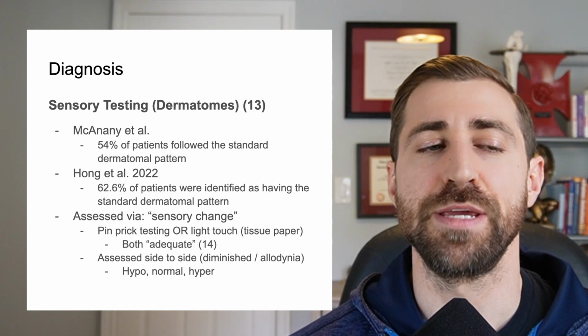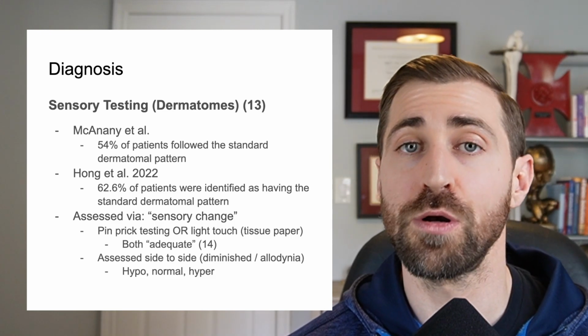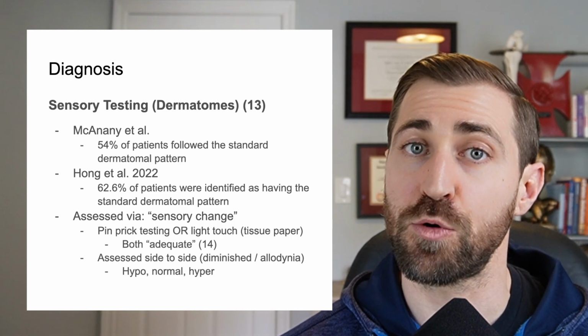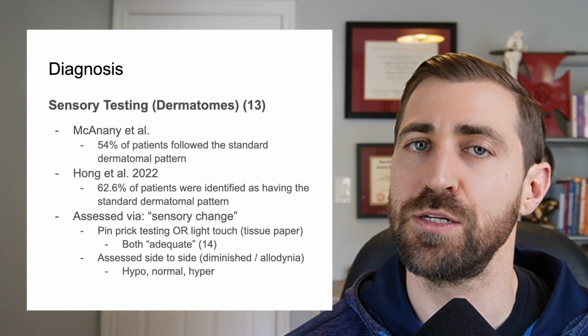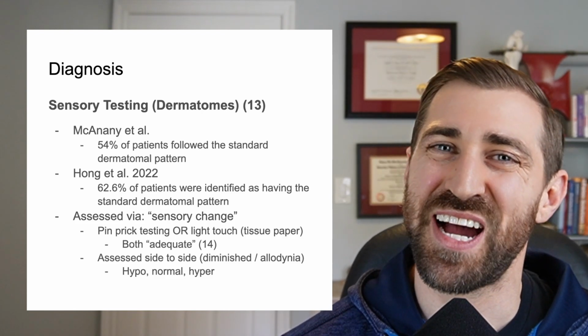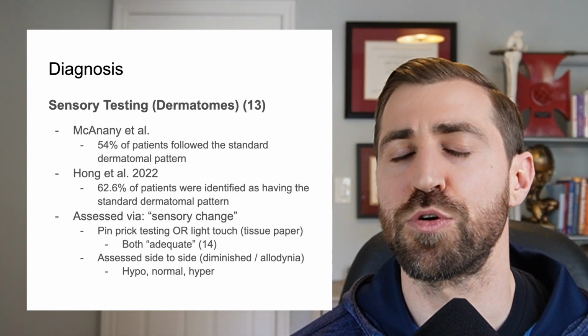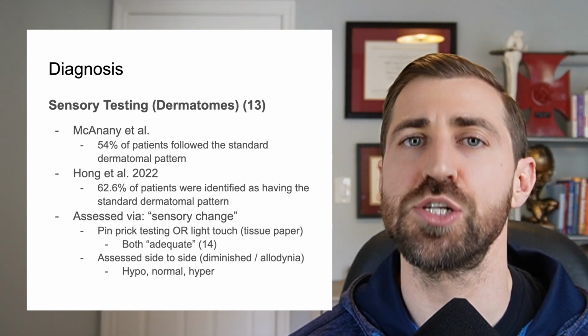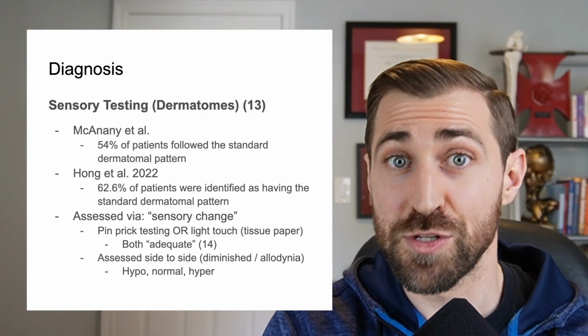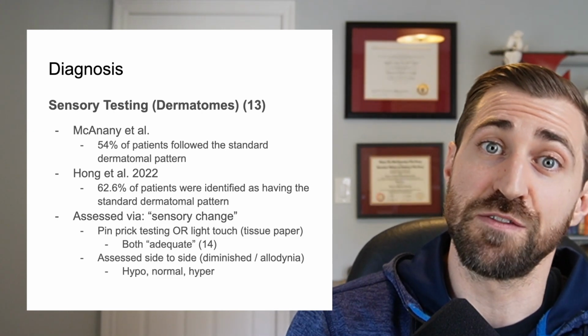This can be assessed via pinprick testing or light touch. We have a bit of research to show that those are both adequate. They're both decent ways of testing your patients. So you can choose either one. And again, we're assessing side to side. A positive test would be diminished sensations or increased sensation, like hyperalgesia. Like on this side, it feels like painful burning. On the other side, it just feels normal.